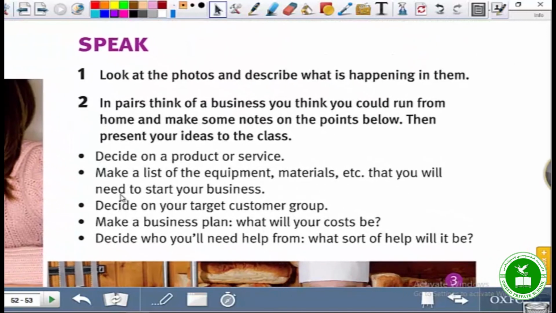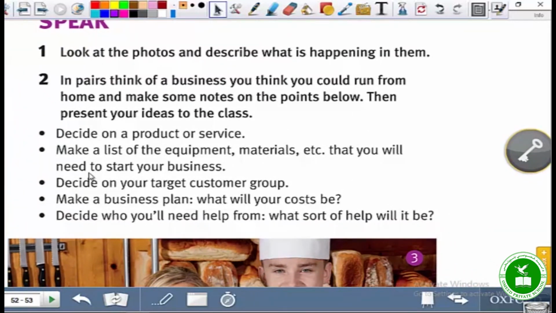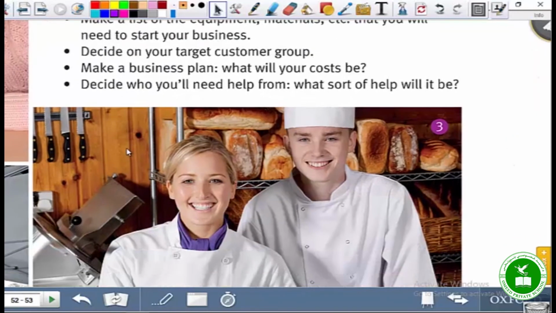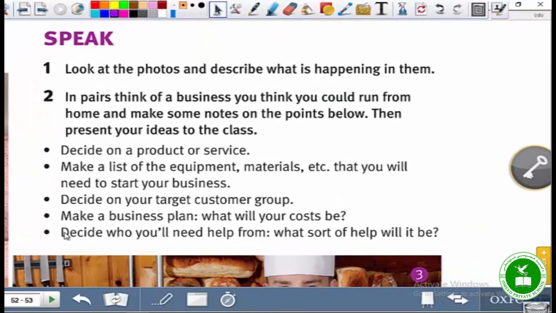What about the second part? It says that in pairs, think of a business you think you could run from home and make some notes on the points below. Then present your ideas to the class. Okay? Here there are some points, and by using these points you can share your ideas. You can make your own business by using these points. For example, point number 1: decide on a product or service. It can be, for example, selling sandwiches. This can be a product.